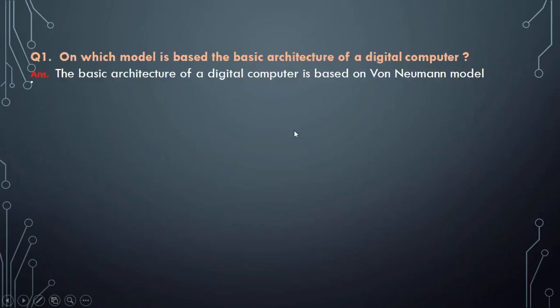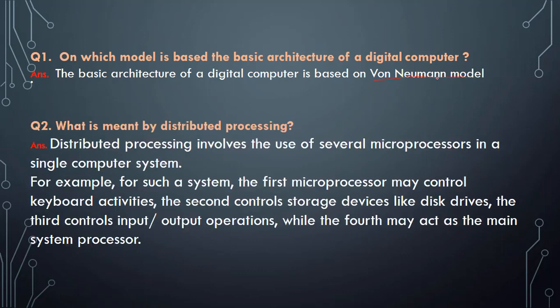The first question is, on which model is the basic architecture of the digital computer based? So the answer will be the von Neumann architecture model.